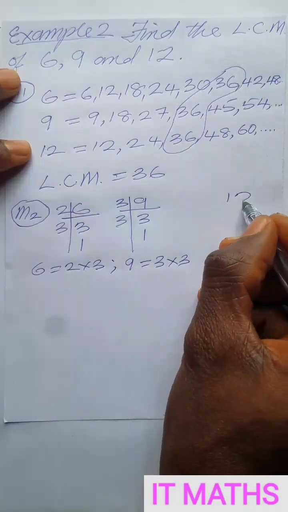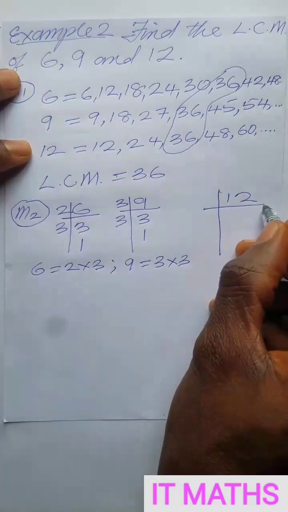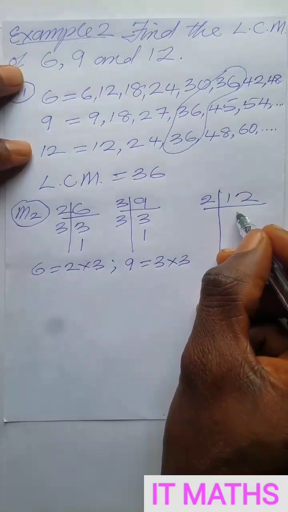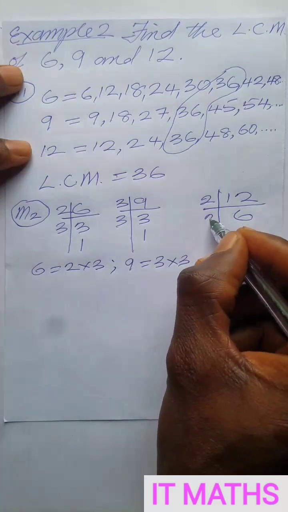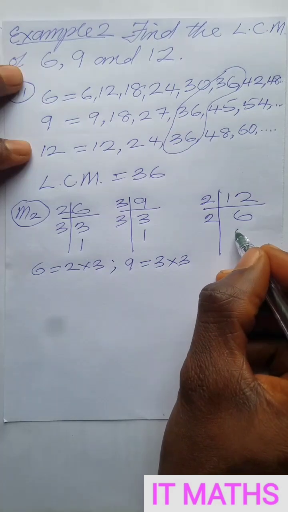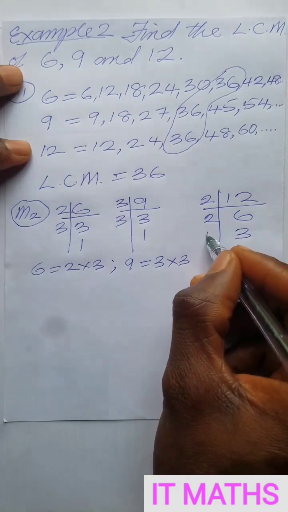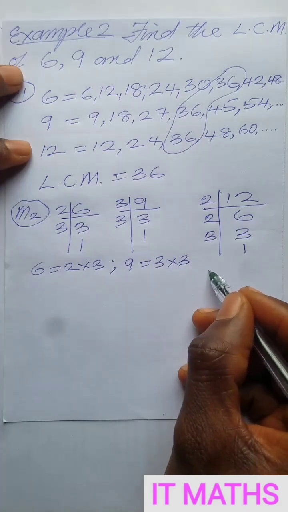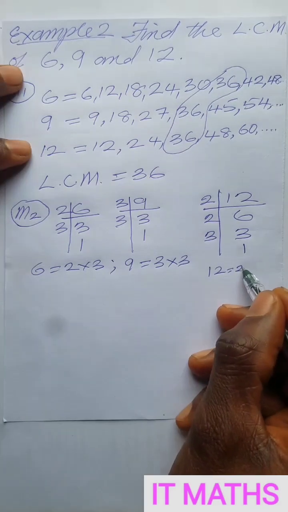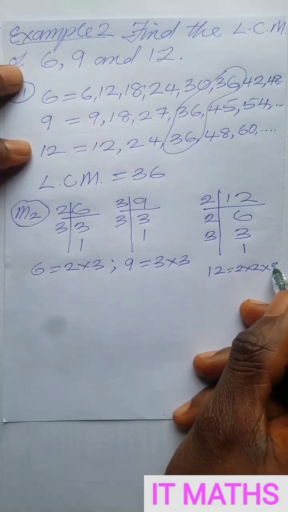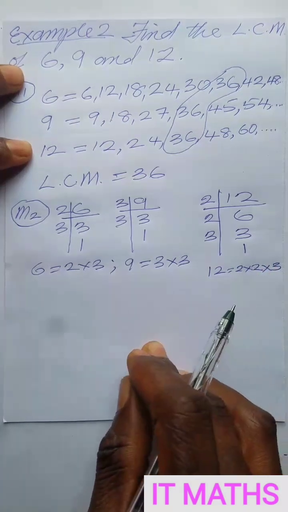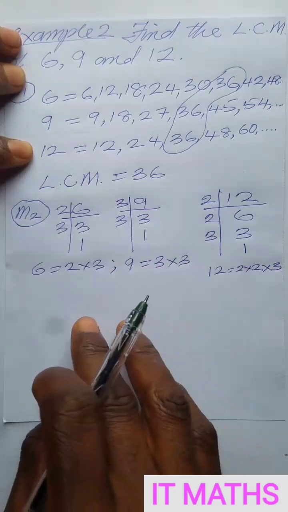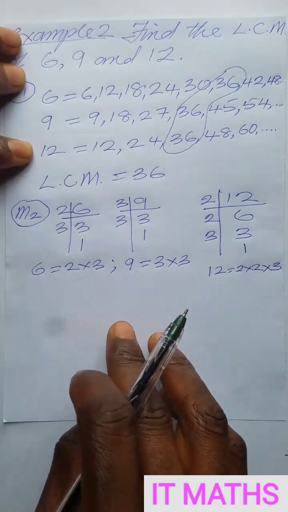Let's go to 12. 2 can go, so we pick 2. Always begin with 2 when it can go. 2 into 12 is 6. 2 can still go, yes. 2 into 6 is 3. 2 can't go anymore. 3 into 3 is 1. So we have our 12 as 2 times 2 times 3. Okay, so what do we do? We bring them all up without repeating any number.